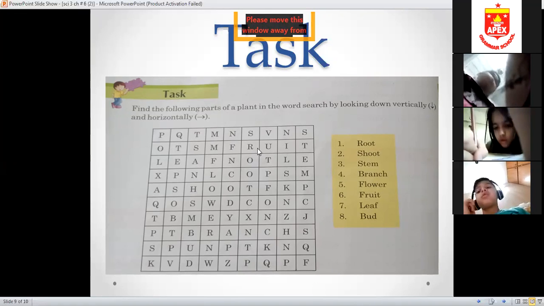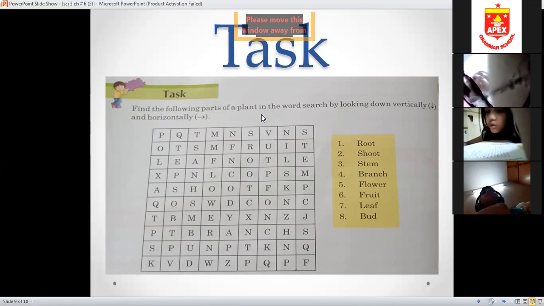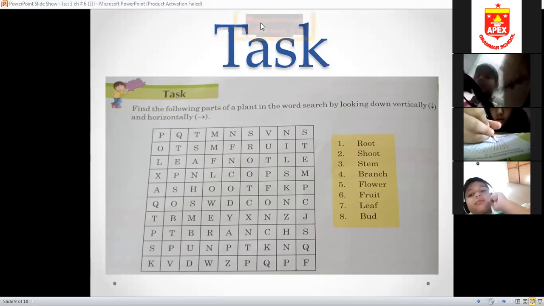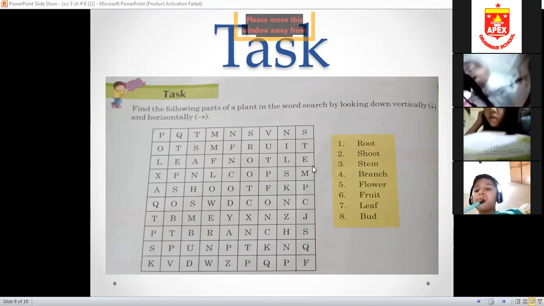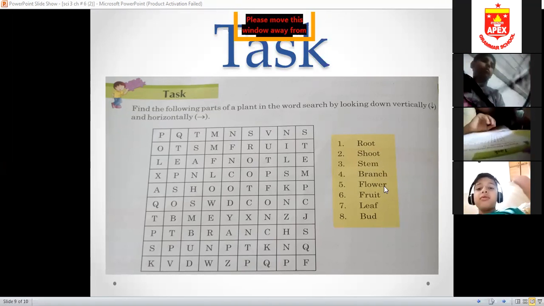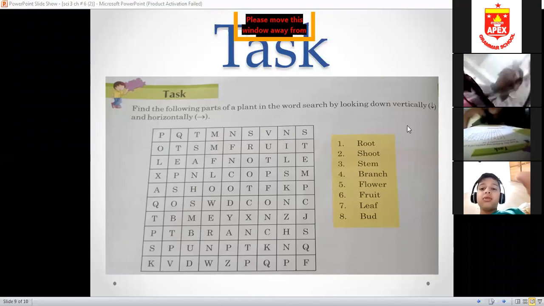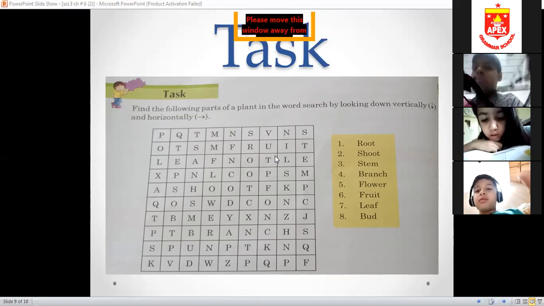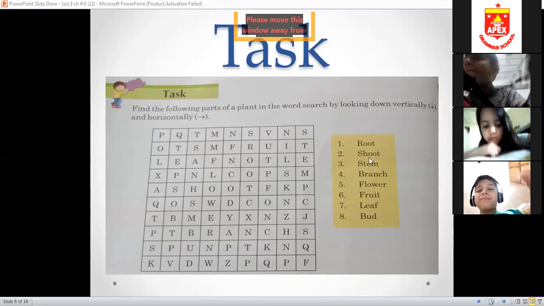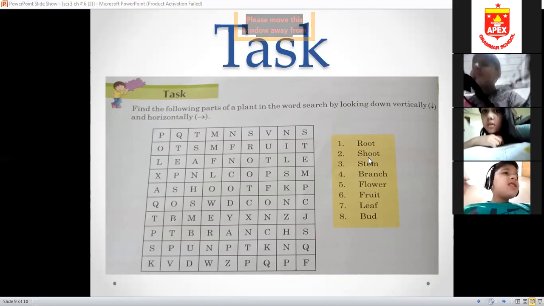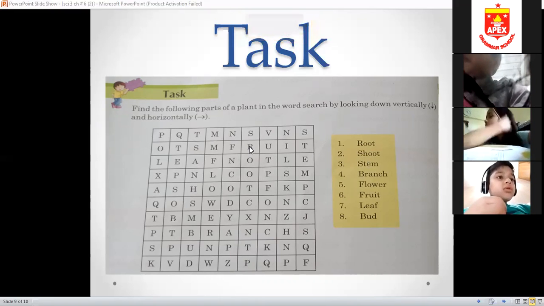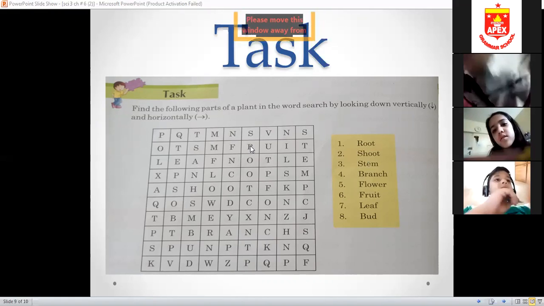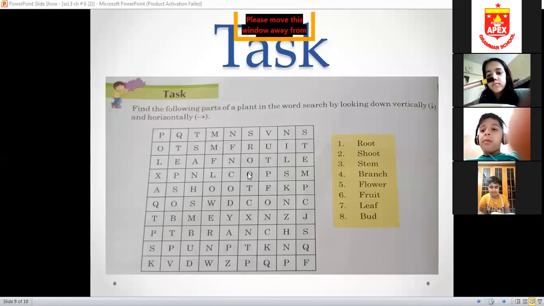Okay, done. So you are going to find the parts of a plant. Some student has their mic on and there is too much distortion. In the yellow box all the words are given. You are looking vertically and horizontally. First word is root. Can anyone tell me where the word root is written? I am going to make my arrow there. Here is a root, you can see clearly in the second line. ROOT, root.